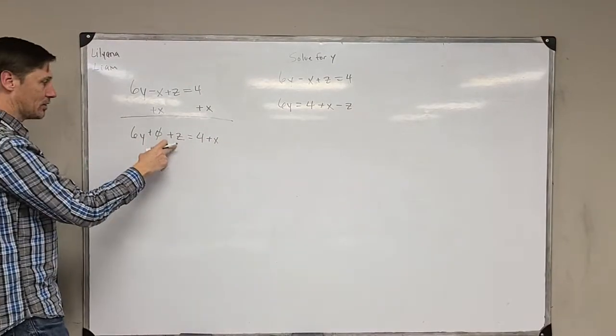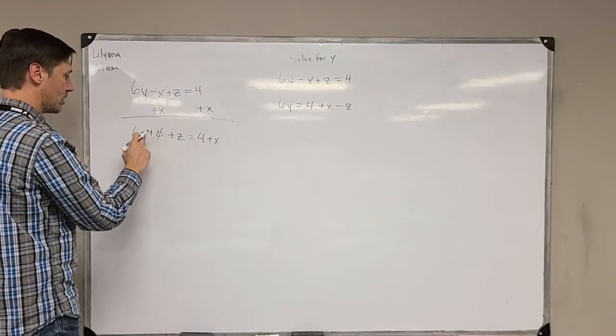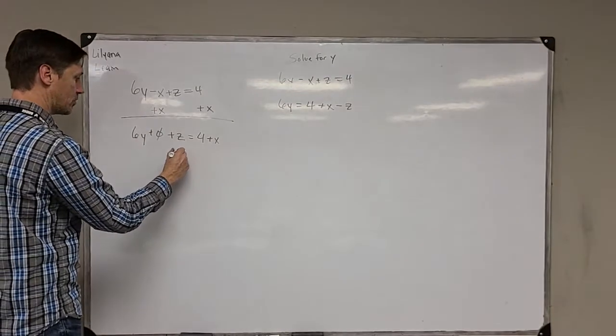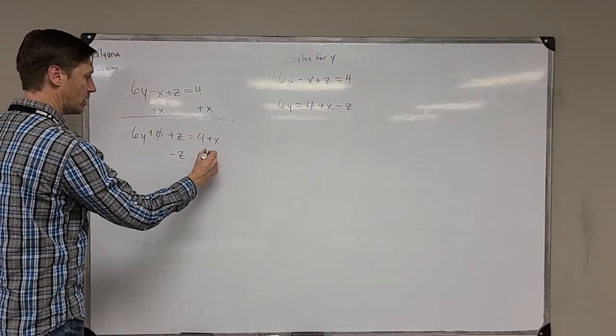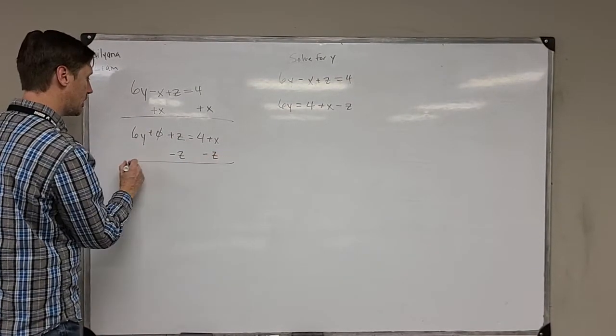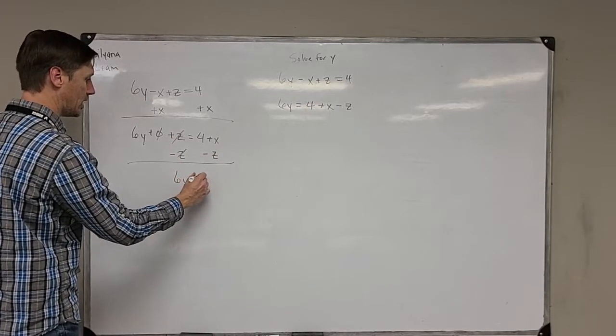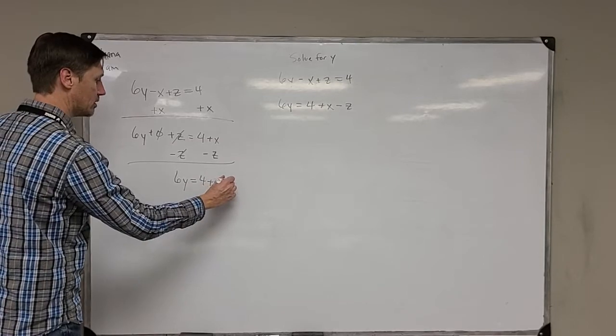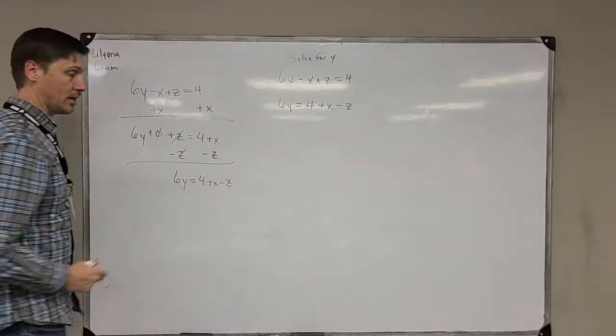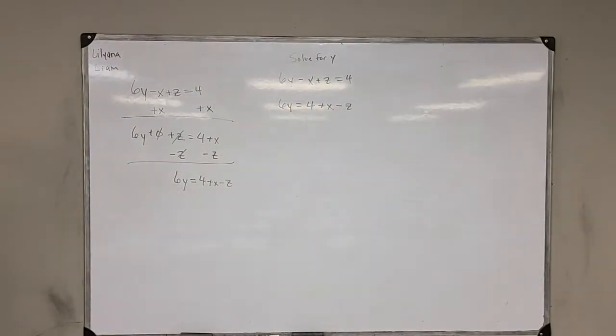And then I'm like, I've still got this z here that I want to get rid of. So I would say subtract the z from this side. So whatever I do to one side, I have to do to the other side. And so that gets rid of my z's. And so on this side, I'm just left with 6y equals 4 plus x minus z, which is what I've got right here. That's how I got that.